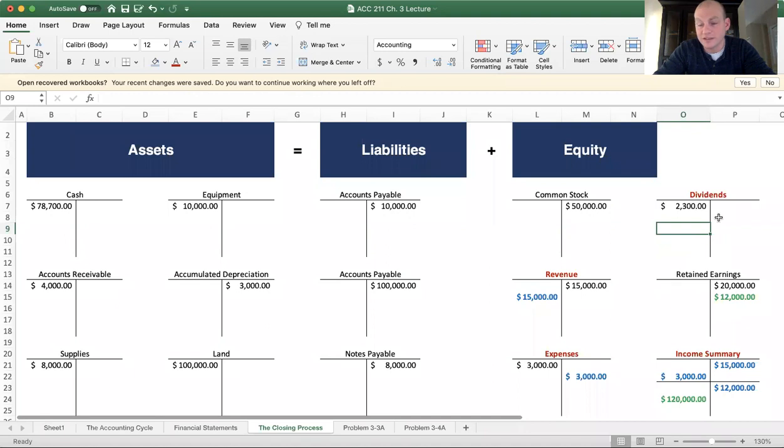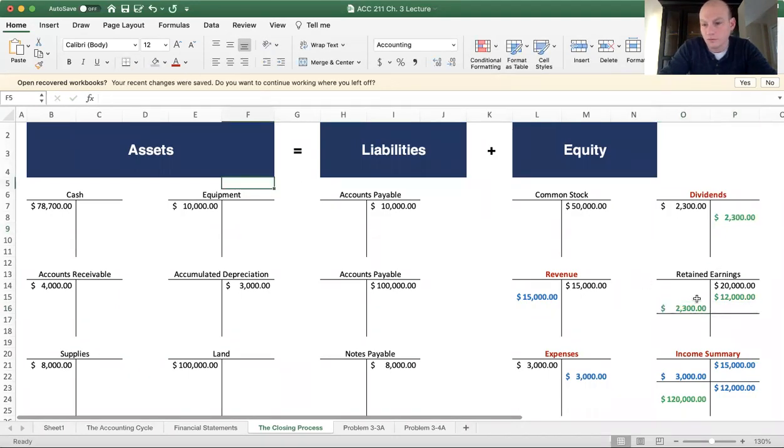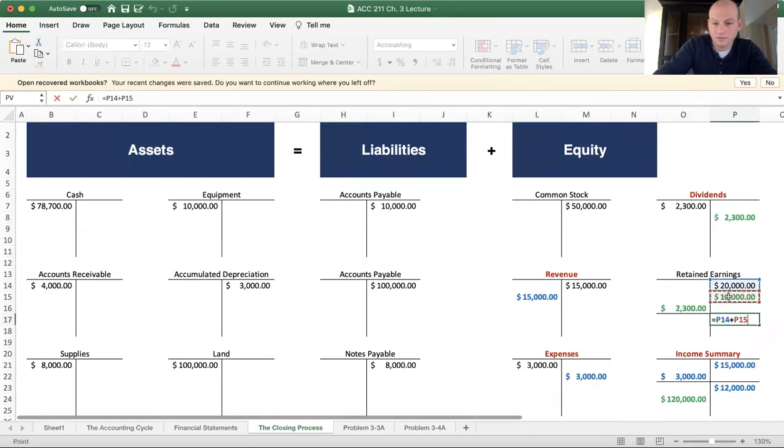And now our dividends account, we're going to close it out as well. But it does not go to the income summary account. Okay, we're going to credit it here, and then we're going to debit retained earnings. And so now we're going to do our total for retained earnings. And our retained earnings has a balance of 29,700.